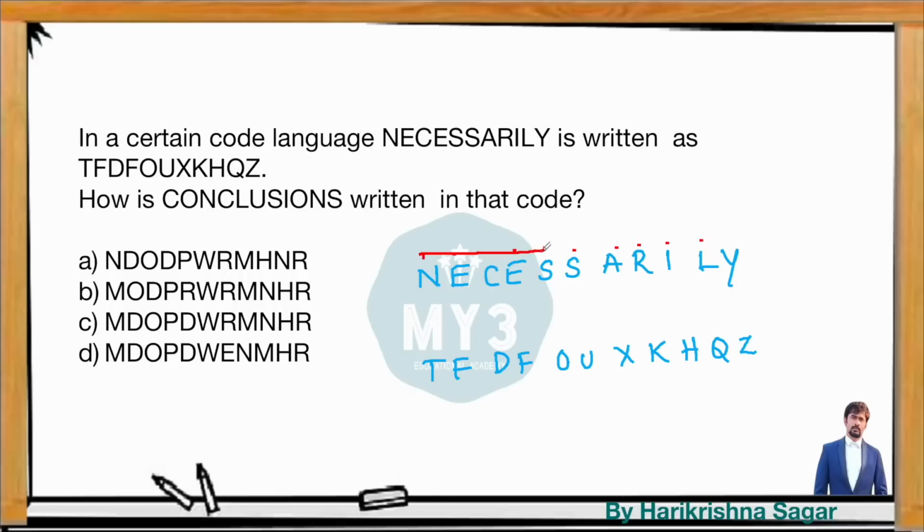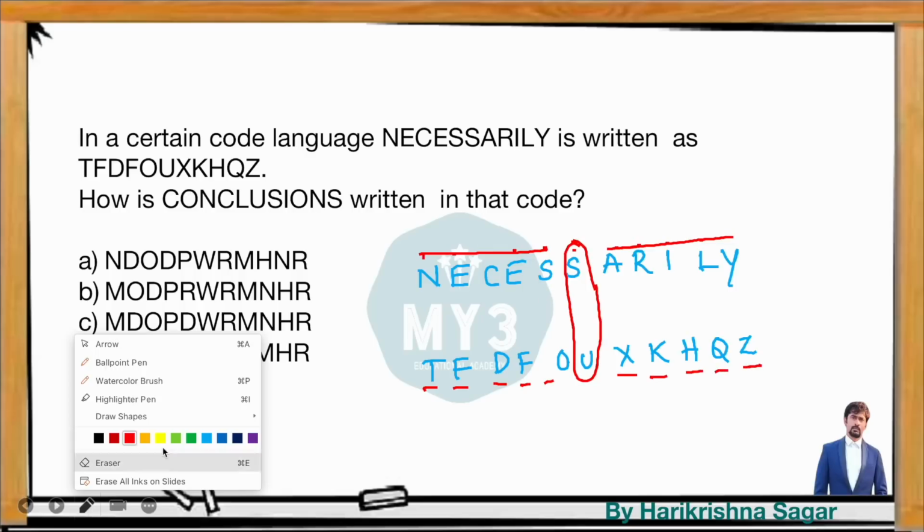Maybe it is related to crisscross. Let me check that. First 5 letters one side, next 5 letters one side, middle alphabet, keep it as it is. Now you check any pattern is there in this or not. So by looking at this, I was clearly able to understand there is a pattern going on here.